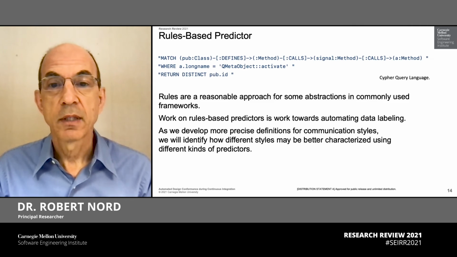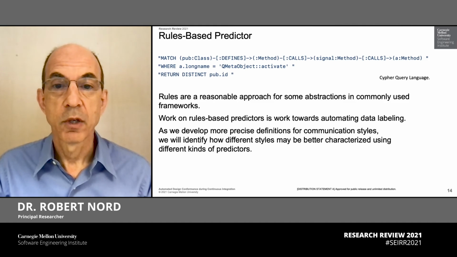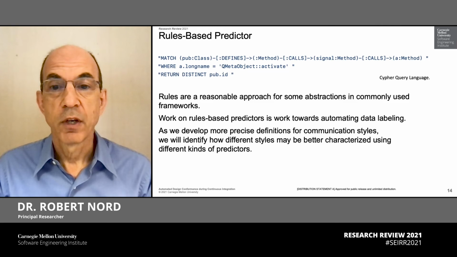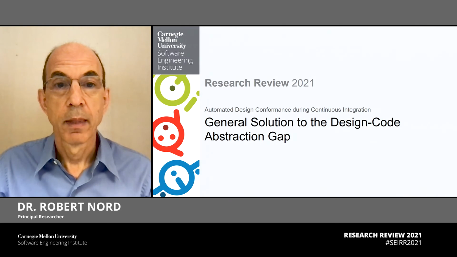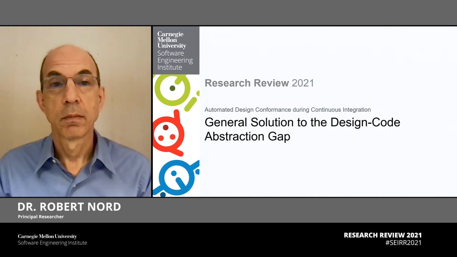We're extending the prototype to support more conformance checks. This involves moving from a single style to families of communication styles and the framework supporting them. As we develop more precise definitions for communication styles, we'll identify how different styles may be better characterized using machine learning-based predictors. Lena Pons will discuss this more general solution next.